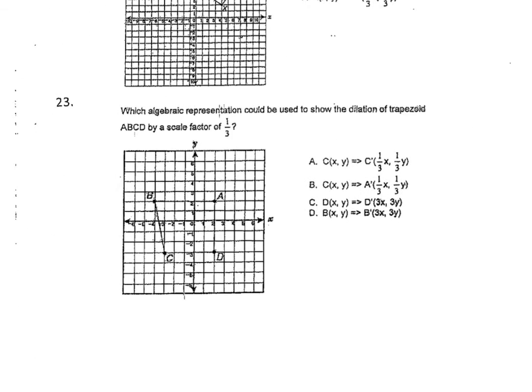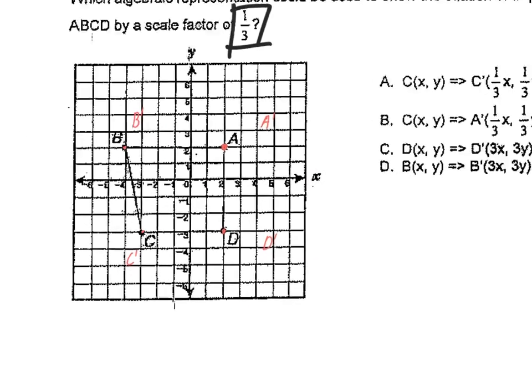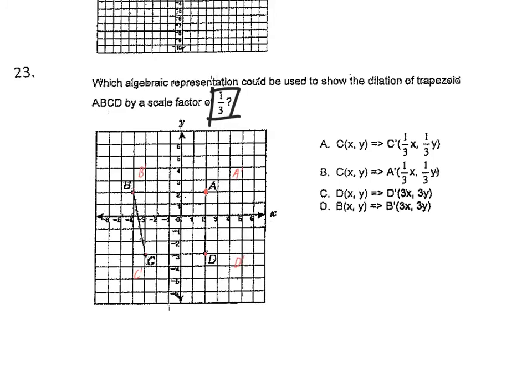And finally, number 23 says which algebraic representation could be used to show the dilation of trapezoid ABCD by a scale factor of 1/3. So again, my scale factor is 1/3. I need to multiply that by both X and Y. What this one's going to try to trick you on is if I'm dilating, for example, A, well, my new one is going to be A prime. If I'm dilating D, I would be going to D prime. C would go to C prime. B would go to B prime. I can't go from point A to D prime. I'd have to go from point A to A prime. So make sure that you're watching that notation whenever you're answering between A, B, C, and D on that one.